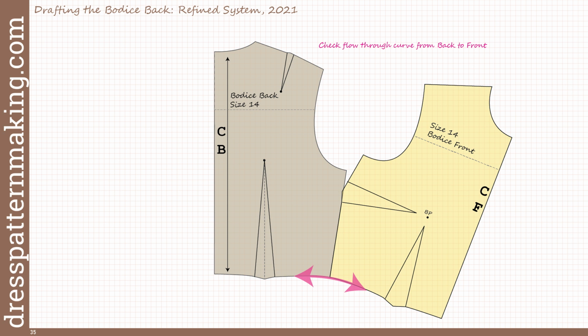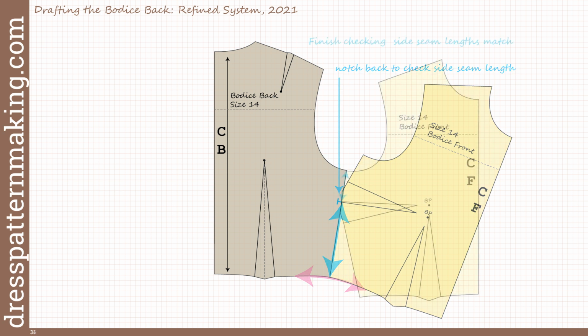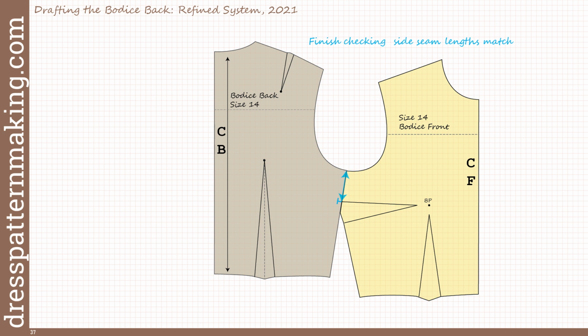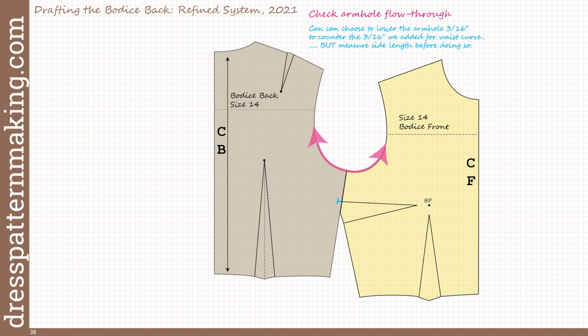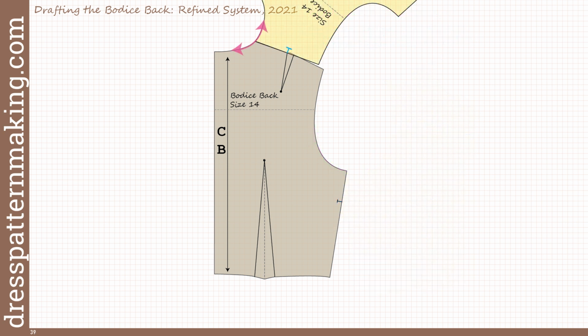Put the back and front blocks together at the side seam waist. Check that there's a smooth curve at the waist. Then check the side seam length. Firstly from the waist up to the dart leg. Then check that the remainder matches up. Check that there is a smooth curve through the armhole. Then match the front and back at the high neck point to check the neckline curve.